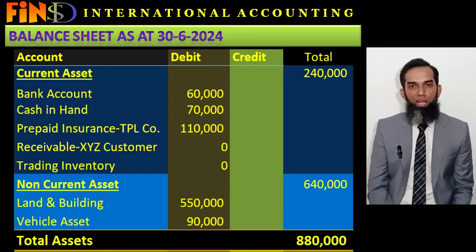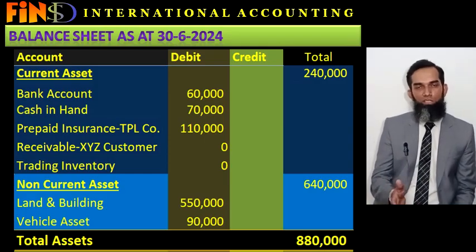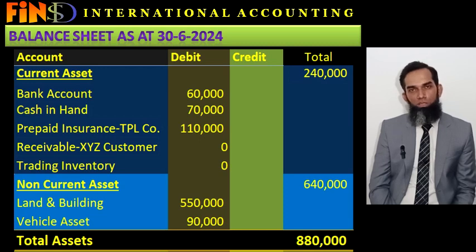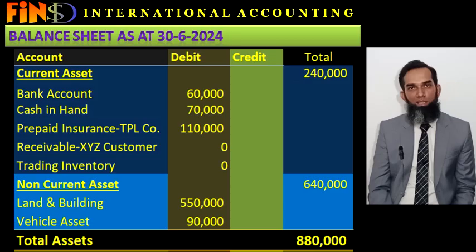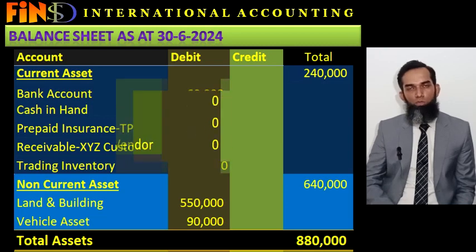And as you can see, land and building is shown as rupees 550,000. The initial cost of the building was 600,000. The businessman has invested his land and building at a cost of rupees 600,000, but after depreciation, its value has been reduced at 30 June 2024 to rupees 550,000, because 50,000 depreciation is applied as the depreciation expense in the profit and loss. Similarly, the vehicle asset has been reduced by 10,000. It was 100,000, but after 10,000 depreciation expense was charged to that vehicle. So now the balance sheet is showing the fixed assets at 640,000 and current assets at 240,000.